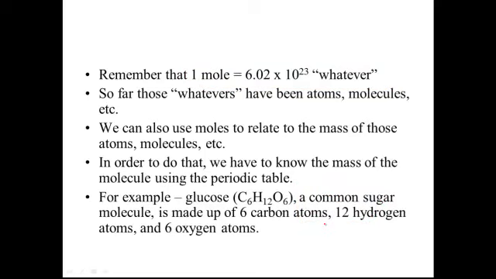So in a molecule such as glucose, C6H12O6, we have 6 carbon atoms, so that 6 refers to the number of carbons. The 12 is the number of hydrogens, and the 6 here is the number of oxygens. So we've got 6 carbon atoms, 12 hydrogen atoms, and 6 oxygen atoms.